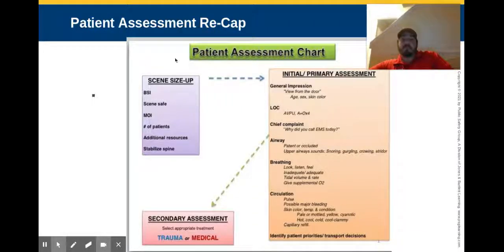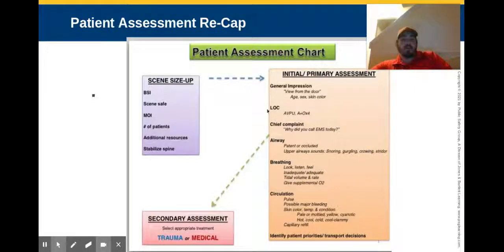We said in the first flipped lesson, the scene size-up comes first. Making sure we have our BSI on and the scene is safe. We do that quickly to get a brief picture of what's going on. It starts with our dispatch, our radio call, and goes down to when we actually start to assess the patient. We use the acronym LISA. It should take about 30 seconds or so to do a quick scene size-up.